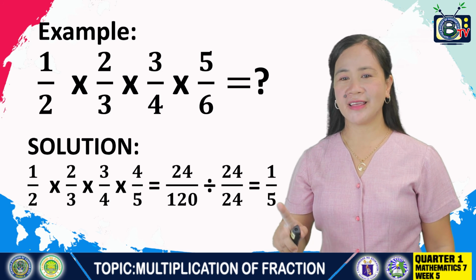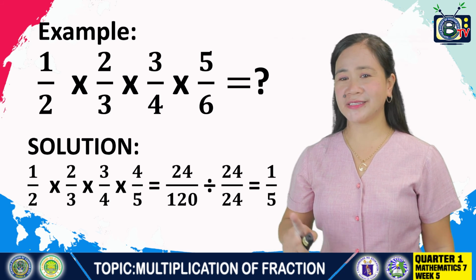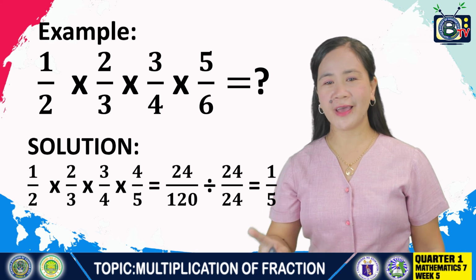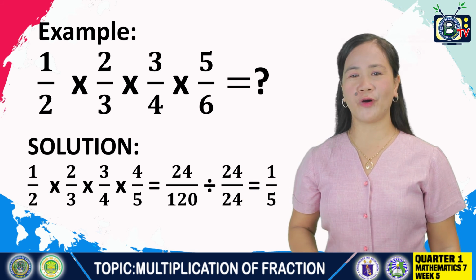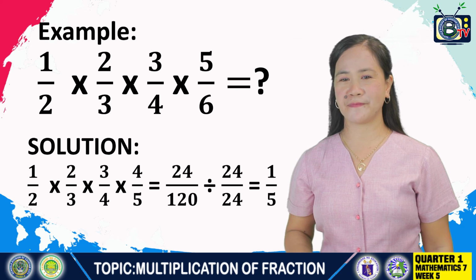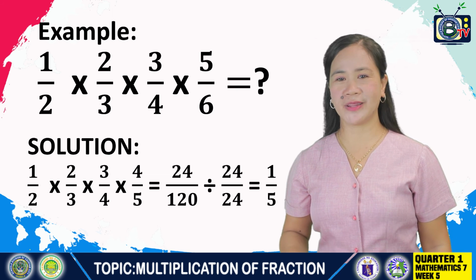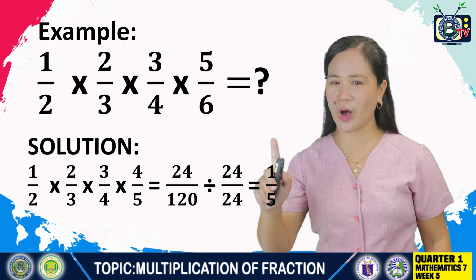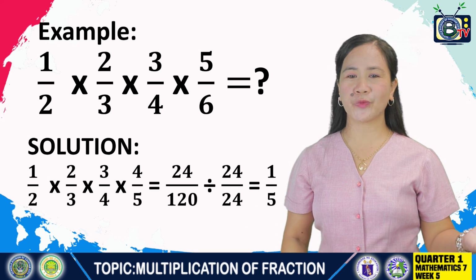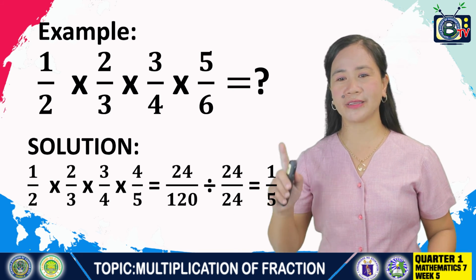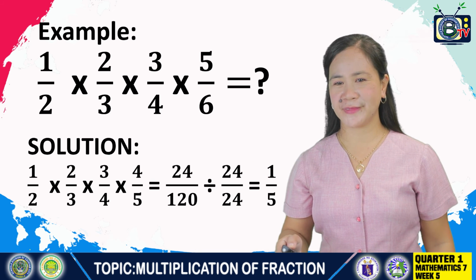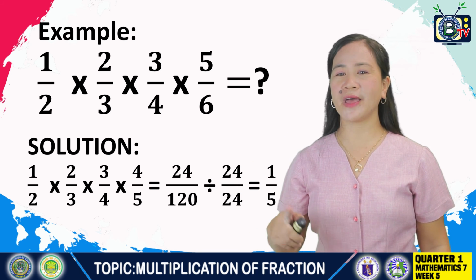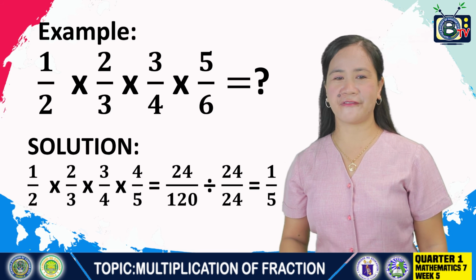But still, this can be simplified. So find the GCF of 24 and 120. And it is 24. So 24 divided by 24 is 1, and 120 divided by 24 is 5. Did you get it? So the product is 1/5.